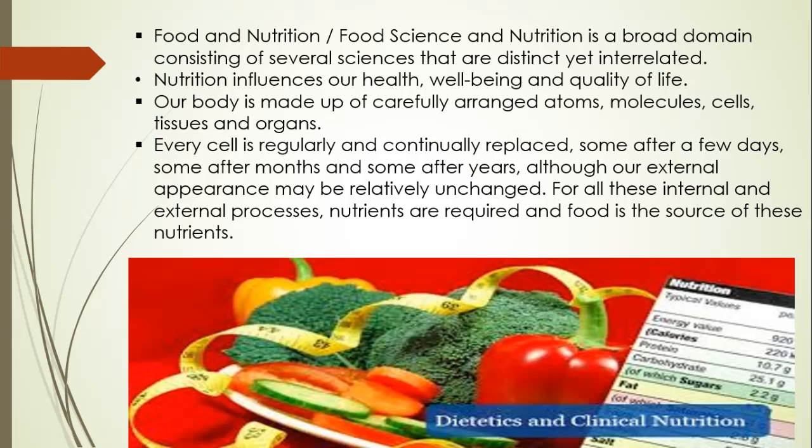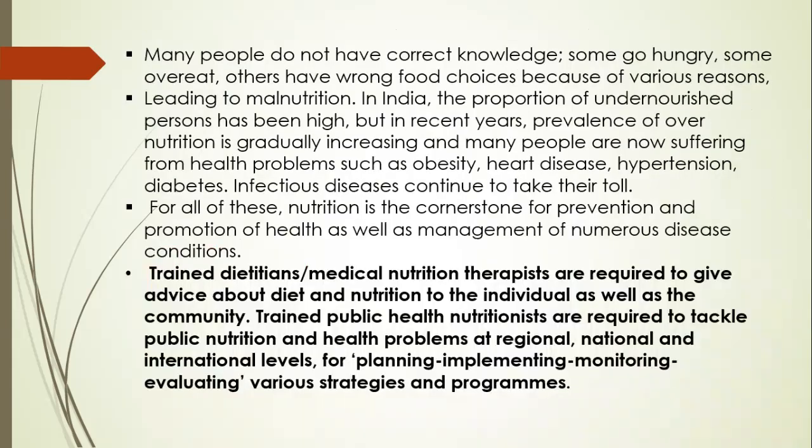For all these internal and external processes, nutrients are required, and food is a source of these nutrients. Many people do not have correct knowledge. Some go hungry, some overeat. Others make wrong food choices because of various reasons, leading to malnourishment, malnutrition. In India, the proportion of undernourished persons has been very high. But in recent years, the prevalence of overnourishment is also gradually increasing, and many people are now suffering from health problems. You know that.